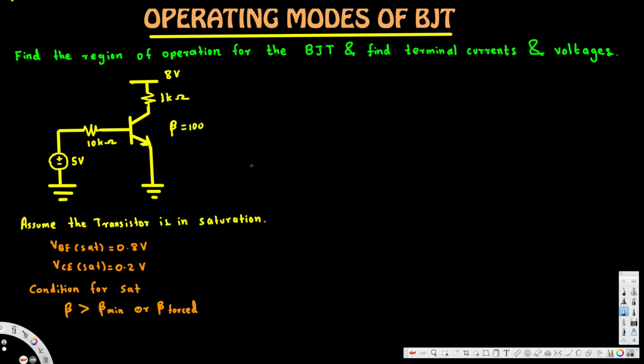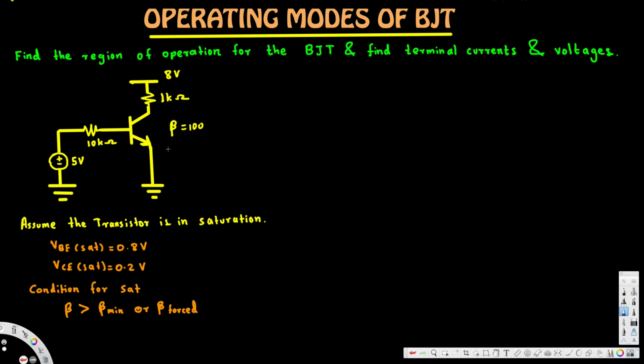In this video we are going to see how to find the operating mode of a BJT. Here the question is asking to find the region of operation for the BJT and find terminal currents and voltages. There are two methods you can use. One method is you can assume this BJT is in active mode and then solve. Or you can assume this is in saturation mode and solve.